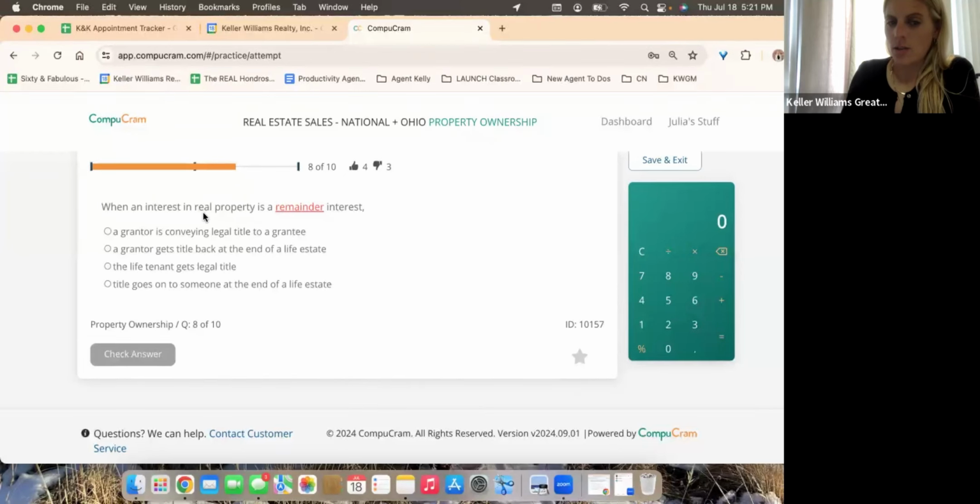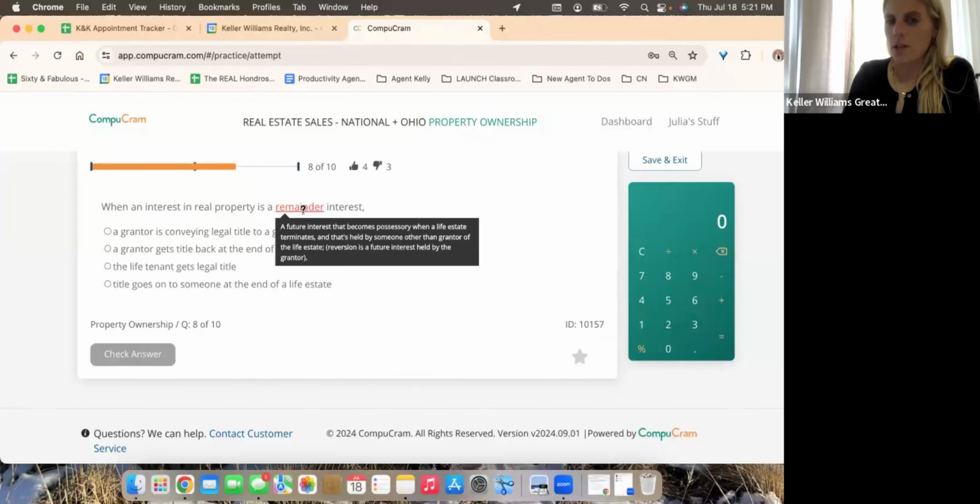When an interest in real property is a remainder interest, it is a future interest that becomes possessory when a life estate terminates, held by someone other than the grantor of the life estate.